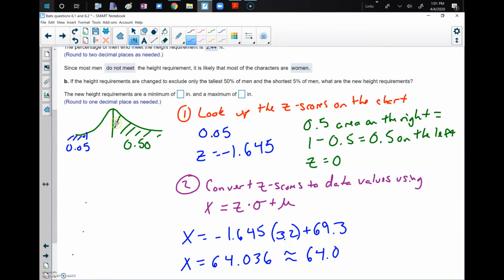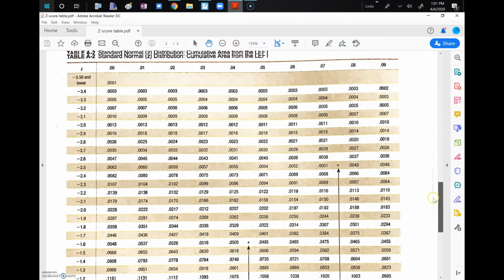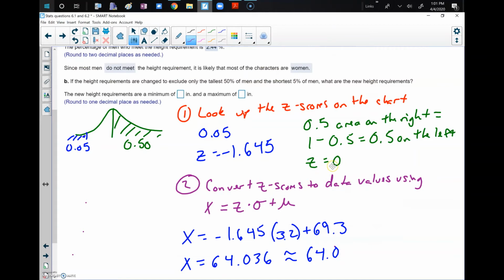And then 50% on the right, we do have to scale it to represent area on the left. Well, in this case, 50% on the right, if we did 1 minus that 50%, would be 50% on the left. And you could look it up in your data chart, but that's actually just the mean of 0. So if you look at -0.00, there's our 50%. So that's a z-score of 0.